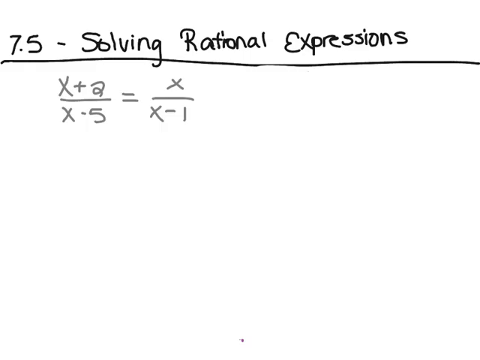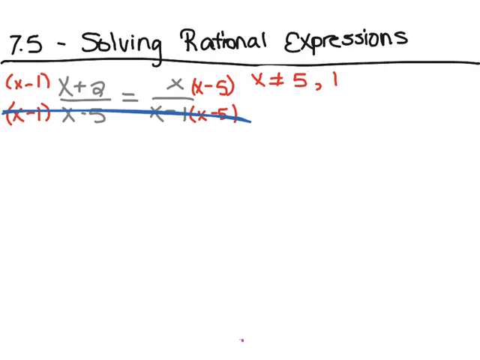For this one, our non-permissible values are x does not equal 5 or positive 1. Multiply both sides, this side by x minus 1, this side by x minus 5. There we go. Now we can already instinctively cancel the bottom. They're equal. So on the top, we should have x squared plus 2x minus 2, which is equal to x squared minus 5x. Now we're going to move it all to one side.